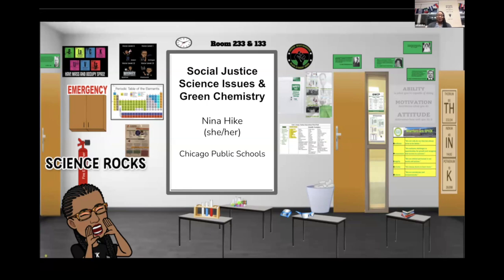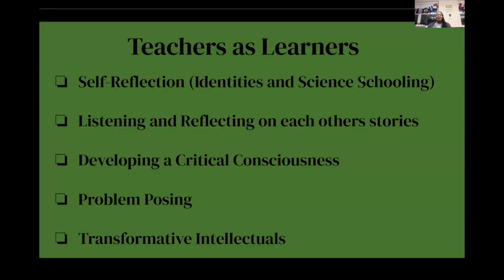So we'll get started. I'm going to take you through a process that I call me being a teacher as a learner, because oftentimes teachers believe that they've learned all they need to learn, and all they need to do is just teach the students. I've been working through this process, becoming a teacher learner, and I'm going to show you how I arrived at teaching social justice science issues with my students.